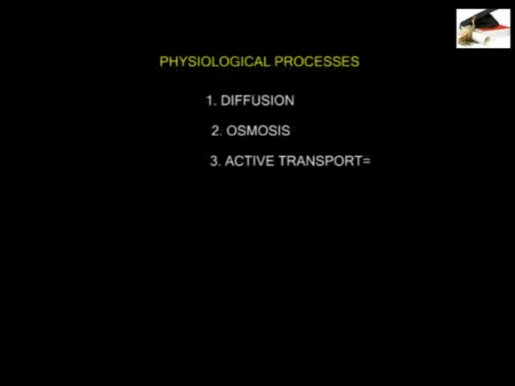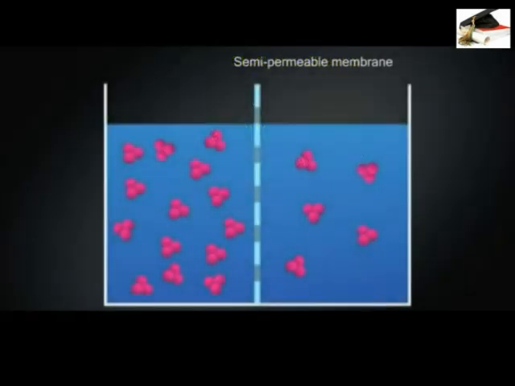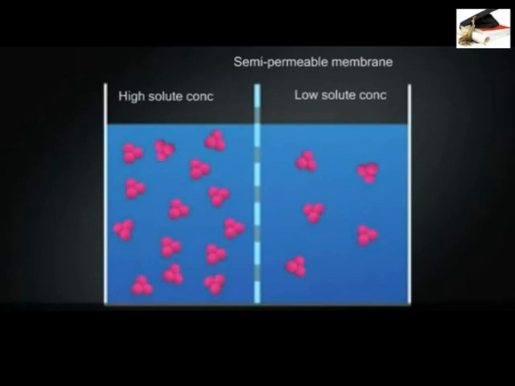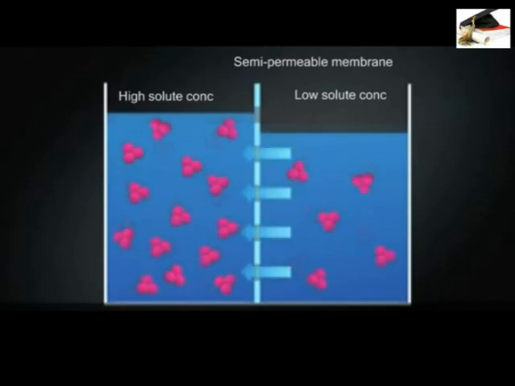The next physiological process is osmosis, and osmosis is a special type of diffusion which involves a semi-permeable membrane. Now, if you consider a situation where we have two compartments divided by a semi-permeable membrane, and one compartment is more concentrated than the other, the solute molecules are too big to cross the membrane. So what happens is that water molecules move from the compartment with low concentration of the solute to that with high concentration, and this is called osmosis.